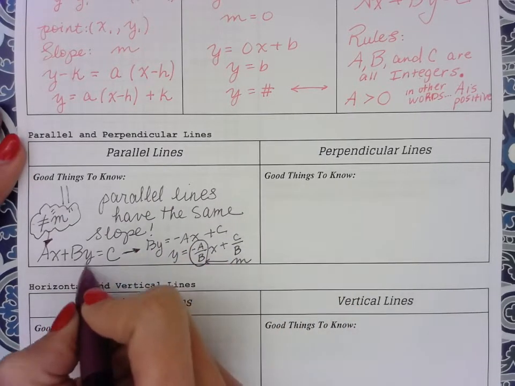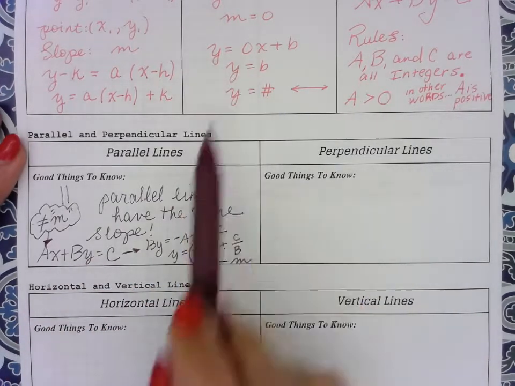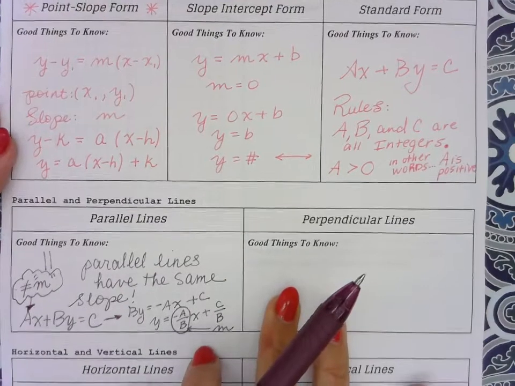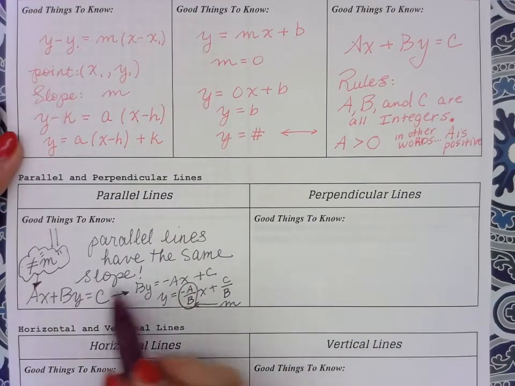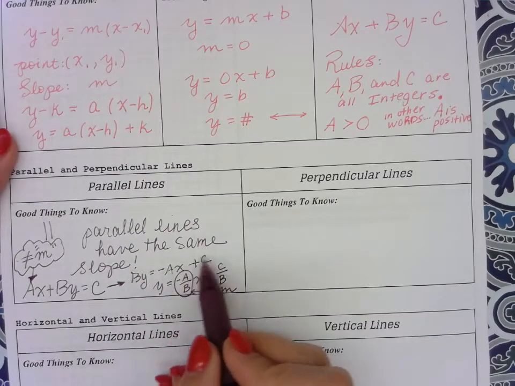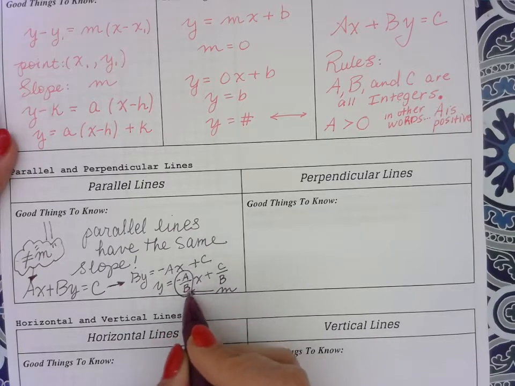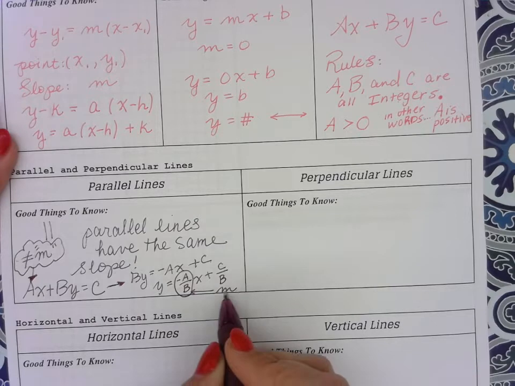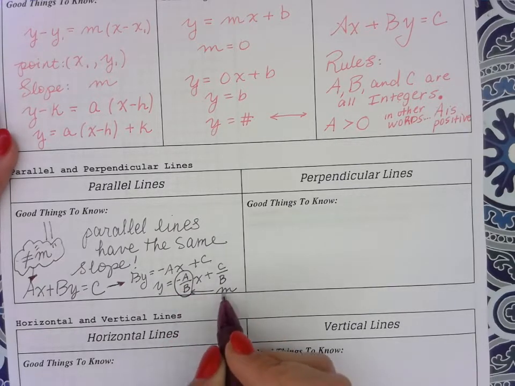If I wanted to get y by itself, so it looks like y equals mx plus b, slope-intercept form, which we did up there, right? You're going to subtract ax, or really do the opposite operation. So we brought ax to the other side, then we're going to divide by b. In conclusion, we can say the opposite of a over b is equal to m, or the opposite of a over b is equal to the slope.